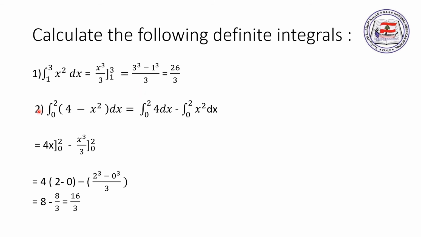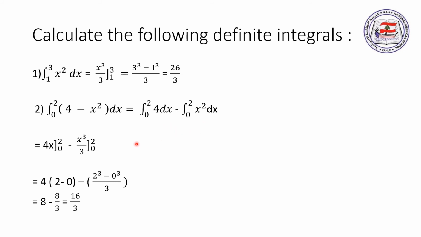When the integral consists of a sum or difference of many terms, as we learned in previous sections, we can calculate the integral of each term, term by term. So for the integration over 0 to 2 of 4 minus x squared dx, we can write it as the integration of 0 to 2 of 4 dx minus the integration of 0 to 2 of x squared dx.